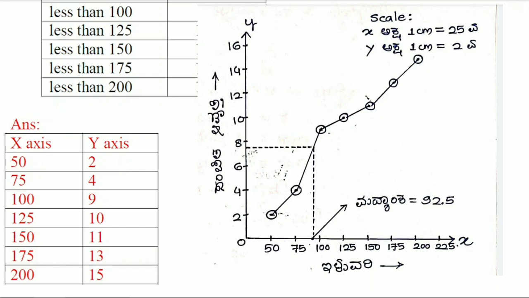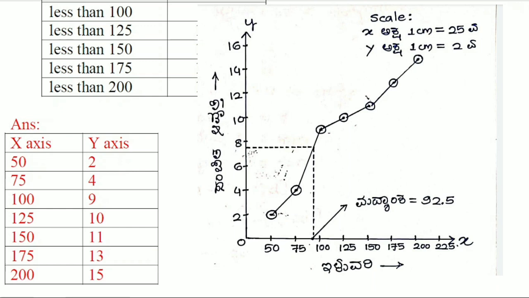So here in the 50 how much is there? 2 is there, so you mark it 2. In 75 4 is there, you mark it in the 4, and in 100 we got it 9, so mark it properly. Then 125 10 and 150 11 and 175 13 and 200 15, so mark it properly. And now you join the line.